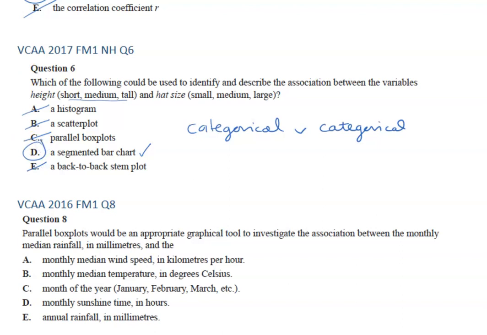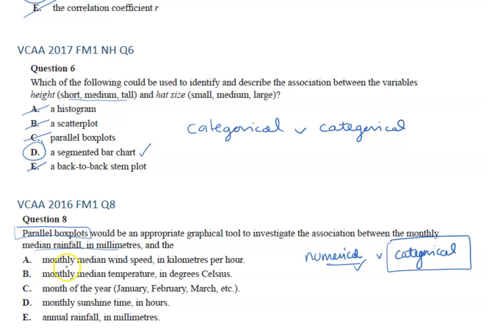Finally, from the 2016 paper, we have parallel box plots would be an appropriate graphical tool to investigate the association between monthly median rainfall in millimetres and... So parallel box plot, we need a numerical, which we have in the monthly rainfall, and categorical. And so we already have the numerical, which means we're looking for, out of our options, categorical data.